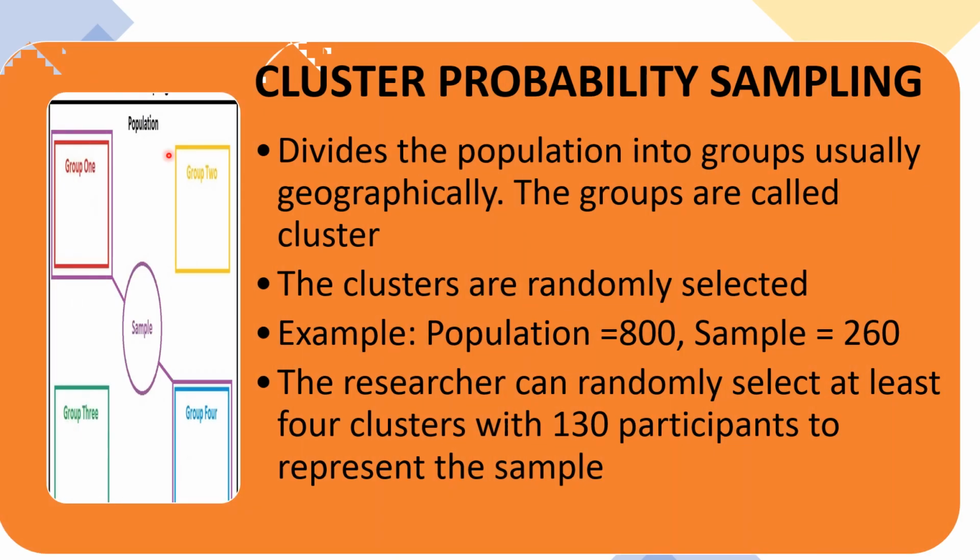Next is cluster probability sampling. It divides the population into groups, usually geographically. The groups are called clusters. From our example, the population is divided into 4 groups. The clusters are randomly selected. So, using random sampling, we choose 2 groups, and then it is group 1 and group 4. So, we have a population size of 800, sample size of 260. So, the researcher can randomly select 130 participants from each cluster to represent the sample.